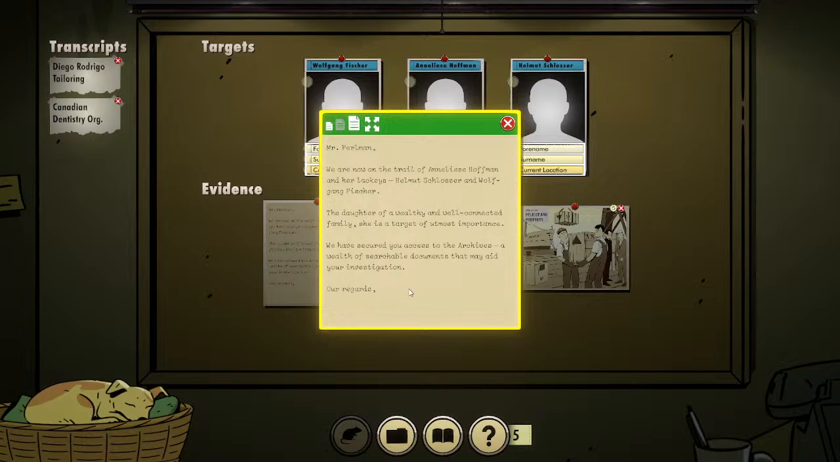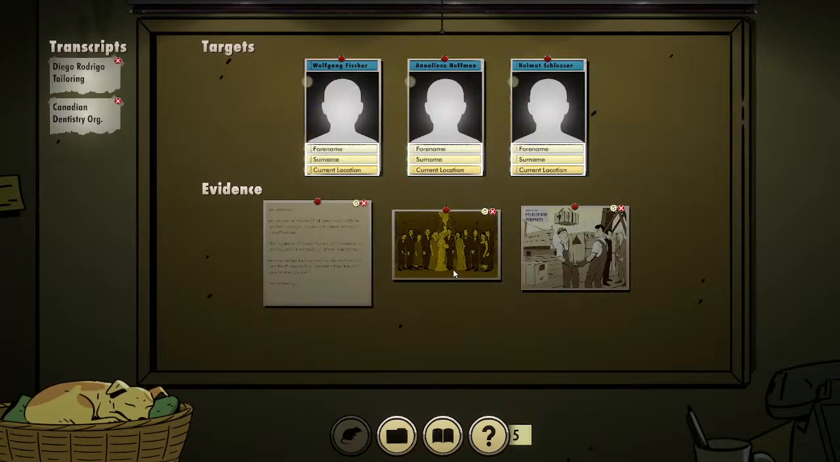Our regards. And this is where you should put your name in a letter, but obviously they forgot to do that. That's very silly. Wealth of searchable documents. Okay. That's how I got that.